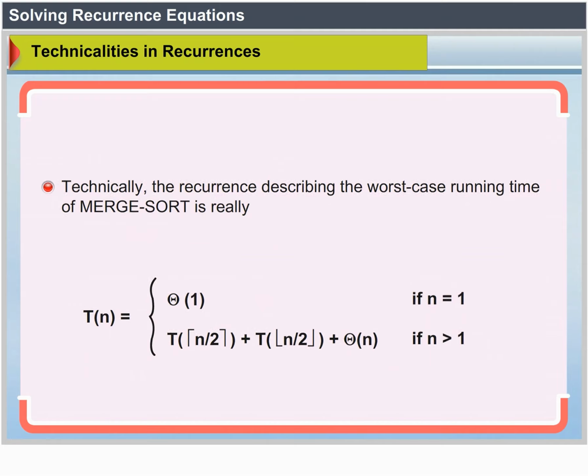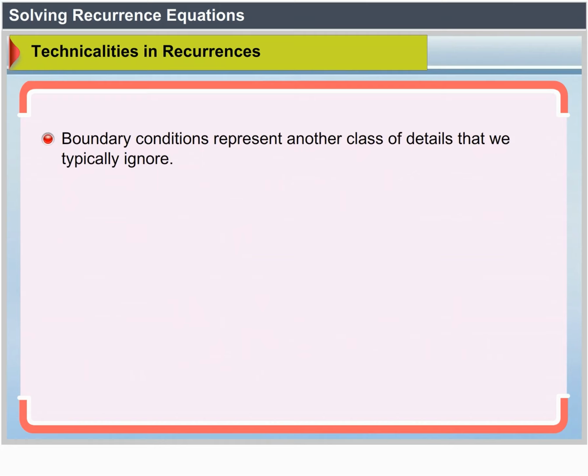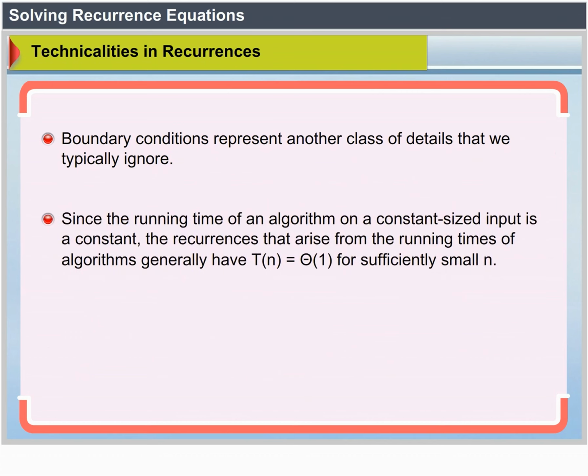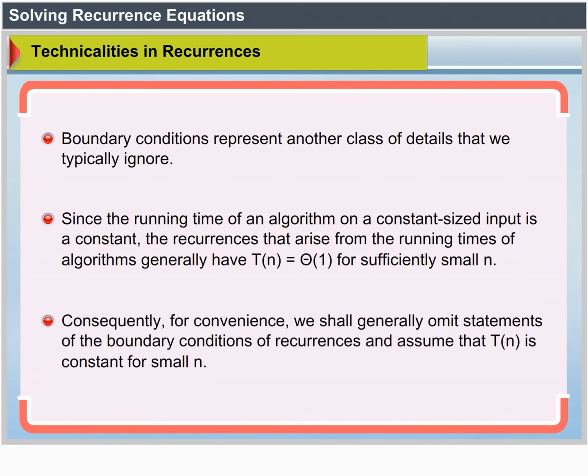Boundary conditions represent another class of details that we typically ignore. Since the running time of an algorithm on a constant sized input is a constant, the recurrences that arise from the running times of algorithms generally have T of n equal to theta of 1 for sufficiently small n. Consequently, for convenience, we shall generally omit statements of the boundary conditions of recurrences and assume that T of n is constant for small n.